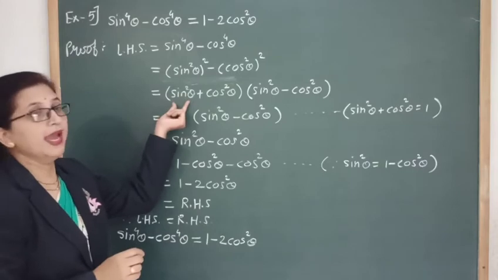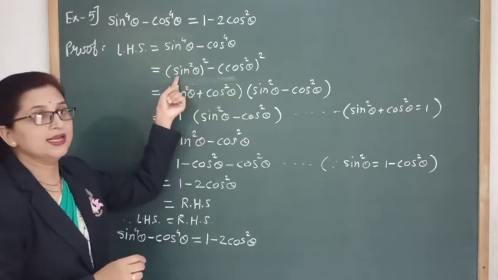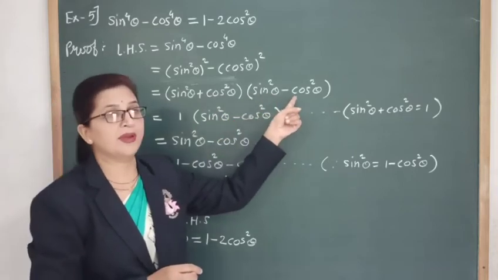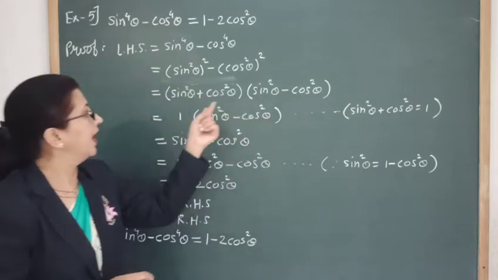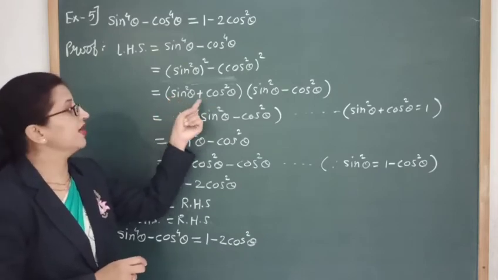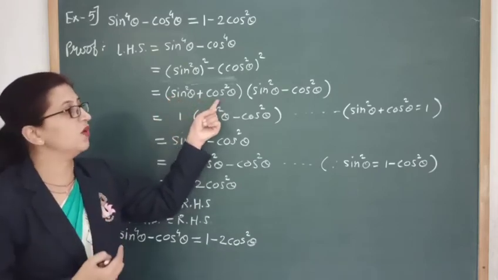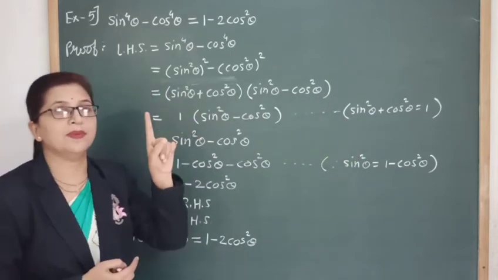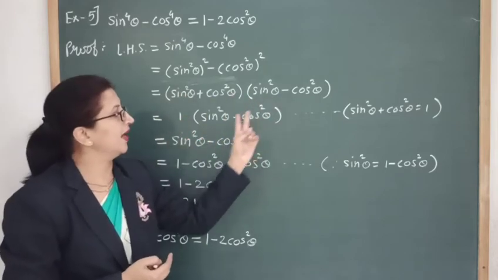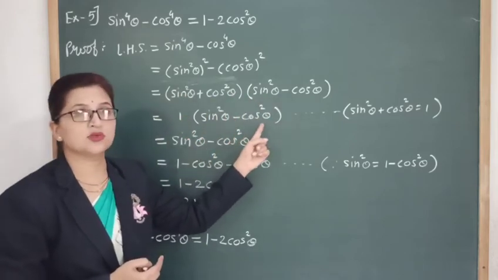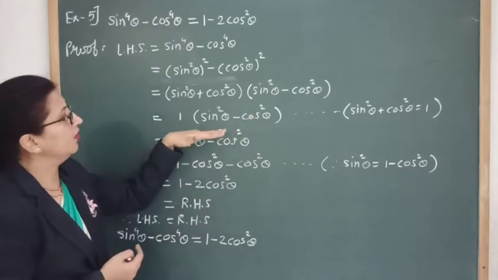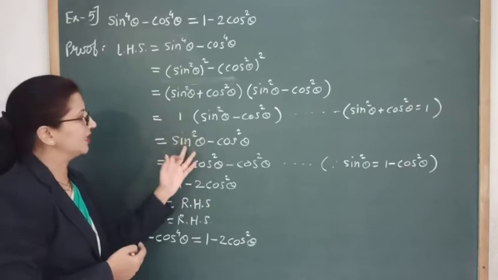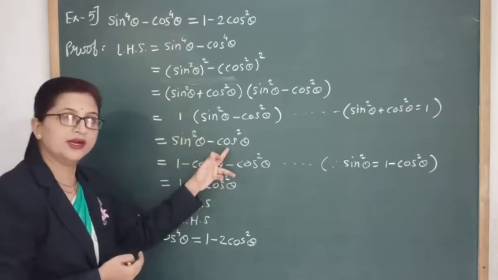Okay, so a plus b, what is our a? Sin square theta plus cos square theta into sin square theta minus cos square theta. Okay, now this first bracket, sin square theta plus cos square theta, that is 1, right? That is the trigonometric identity, we know that. So this first bracket becomes 1 and this second bracket will be as it is, sin square theta minus cos square theta. Now here, let's multiply this bracket by 1. So we get the same bracket, that is sin square theta minus cos square theta.